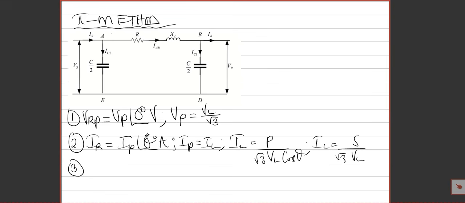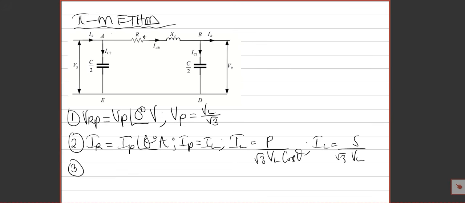All this information is based on given data. They'll tell you it has been delivered, it delivers an output or a line voltage given at the receiving end. IR, you'll always have to find it.